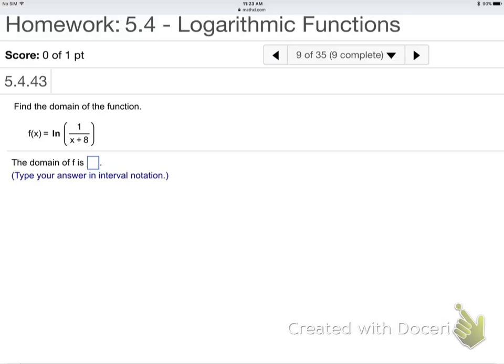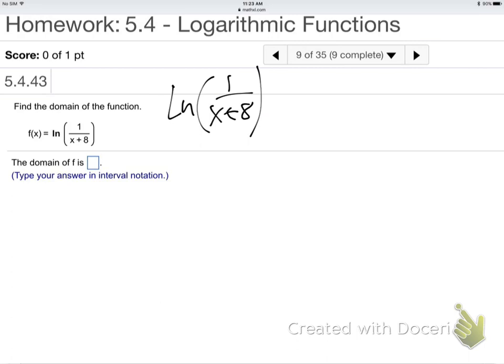All right. So we have the natural log of 1 over x plus 8. So what are we supposed to do? Natural log is just a certain kind of log. We'll get to it. It just means log base e, but we don't care right now. It's just another log.